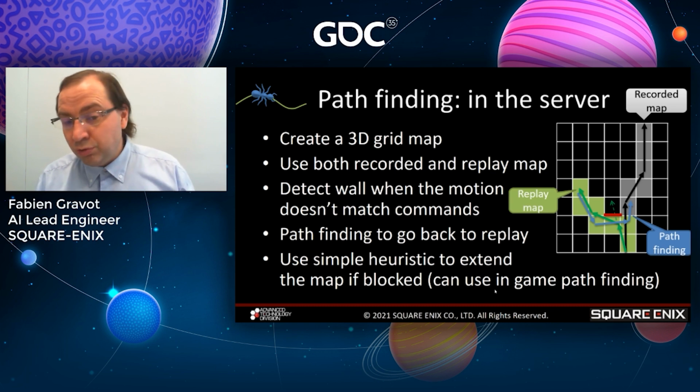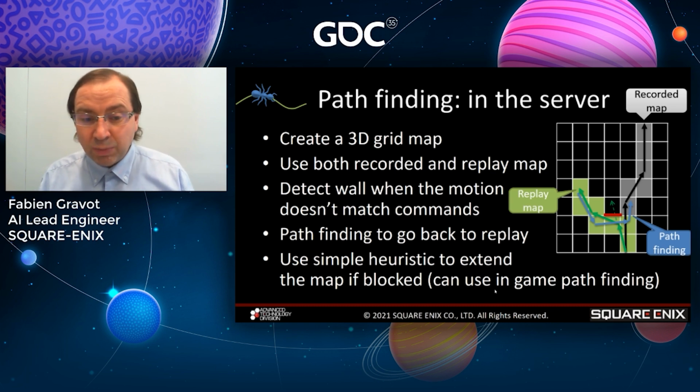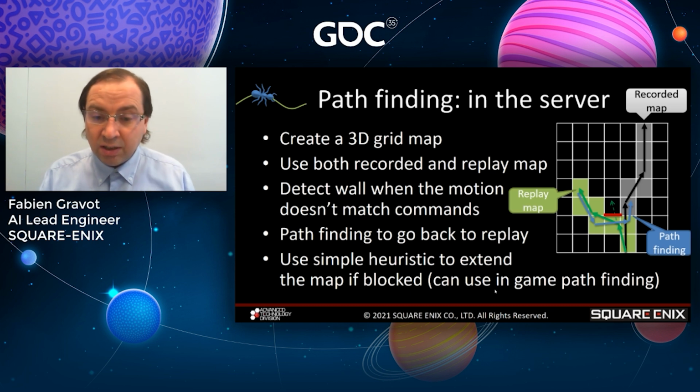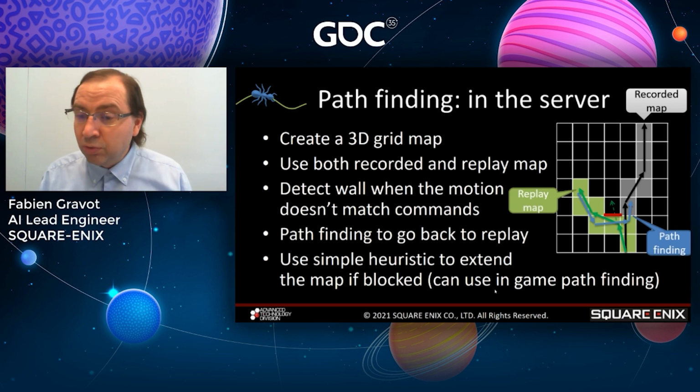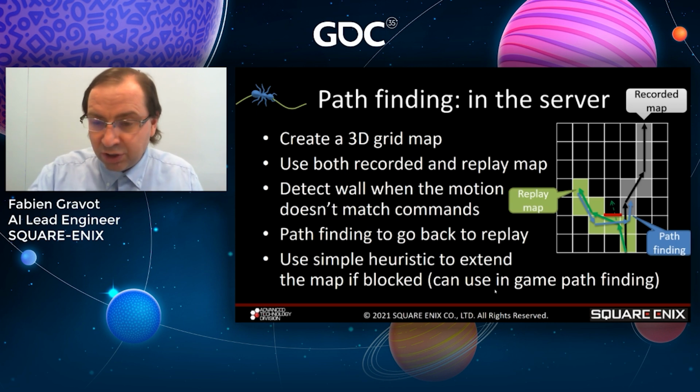We will also use simple heuristics to extend the map if we are blocked. We can even, in some cases, if our first simple heuristic didn't succeed, try to request from the game a pathfinding route that may help us to get out of some situations.